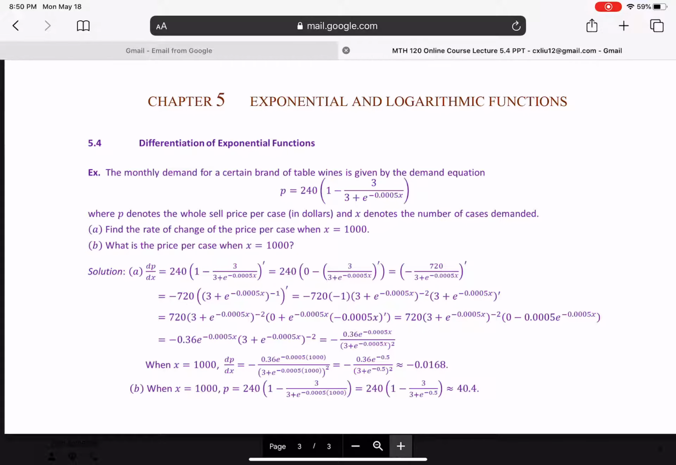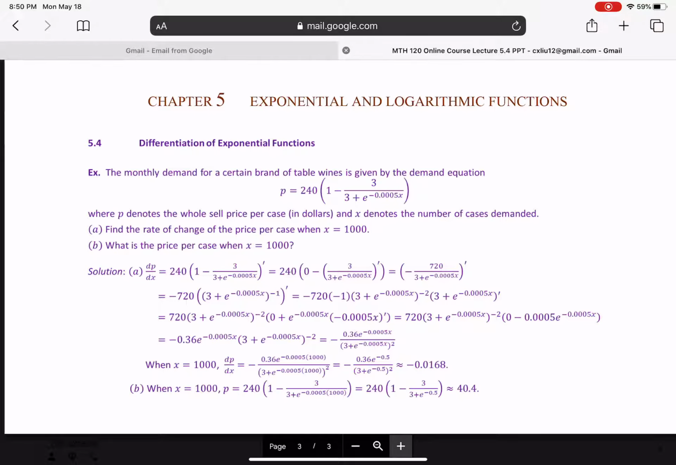And rewrite the whole thing as negative 0.36 times e to the negative 0.0005x over (3 plus e to the negative 0.0005x) squared. So when x equals 1,000, plug in 1,000 for x in the expression, we get negative 0.36 e to the negative 0.5 over (3 plus e to the negative 0.5) squared. And that will give us negative 0.0168.